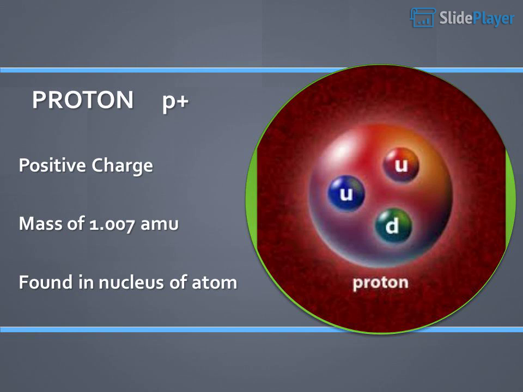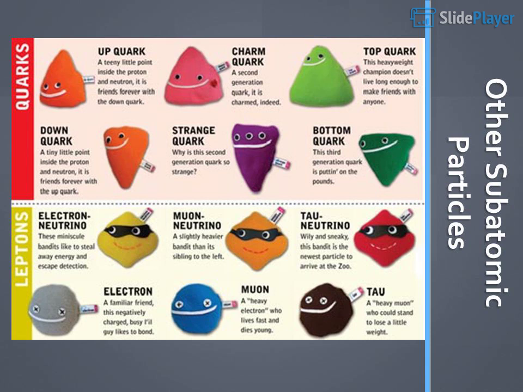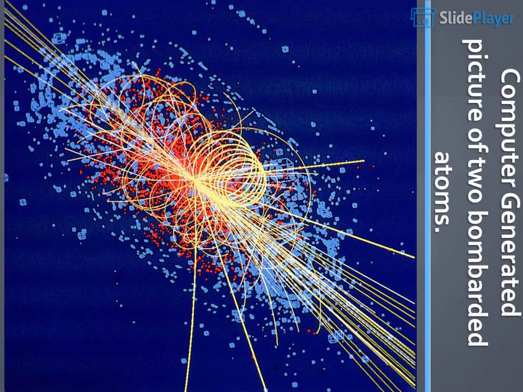Proton, p plus. Positive charge. Mass of 1.007 amu. Found in the nucleus of the atom. Neutron, n zero. No charge, neutral. Mass of 1.0009 amu. Found in the nucleus. Other subatomic particles. Computer generated picture of two bombarded atoms.